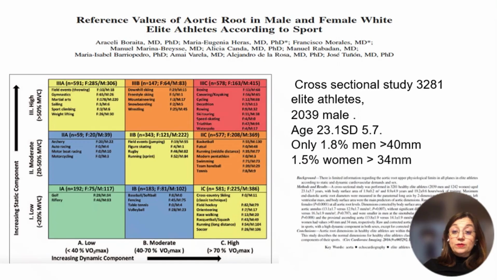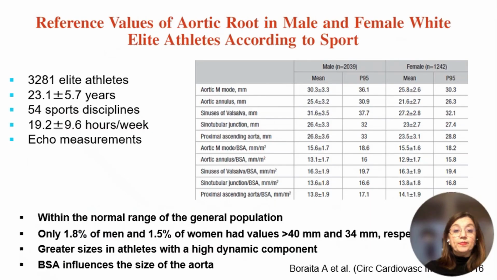Again, in this study, also in young athletes, only less than 2% of males had an aortic root dimension of more than 40, and 1.5% of women more than 34. It was found here that greater sizes in athletes were found with participating in a sport with high dynamic components, as well as an influence of the index on the size of the aorta.